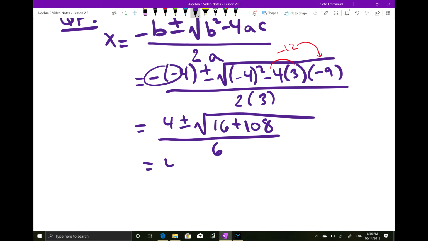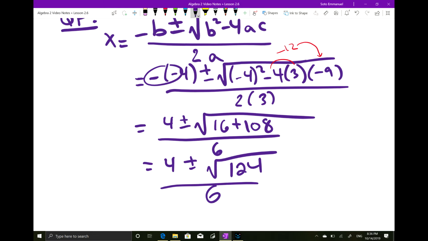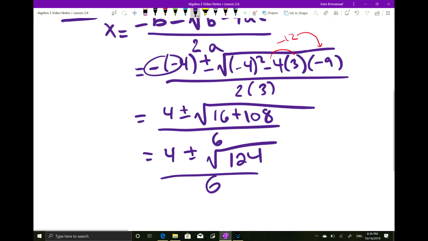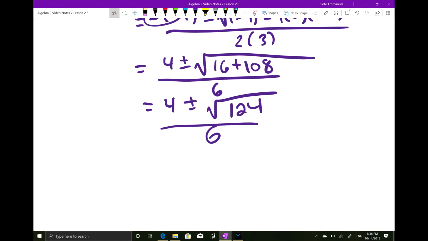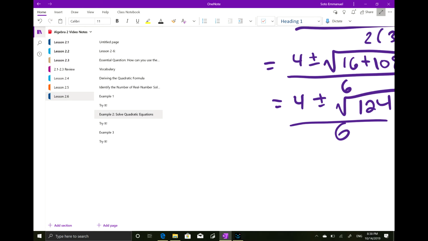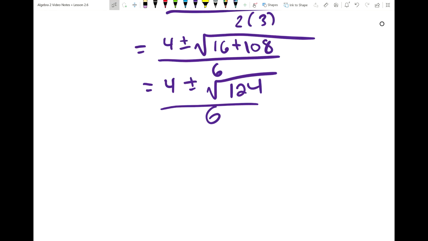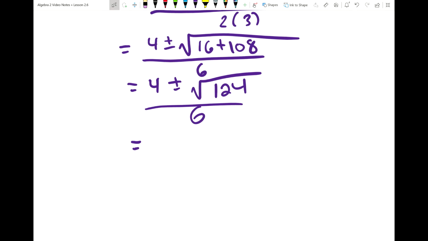So we've got 4 plus or minus the square root. 16 plus 108 is 124. All right, so we've got 124, all over 6. Now we've got the square root of 124, and we know that this is not a perfect square root, so we're going to have to break it apart. We did this in class when we were breaking apart the square roots, right? So let's go ahead and focus on doing this guy.